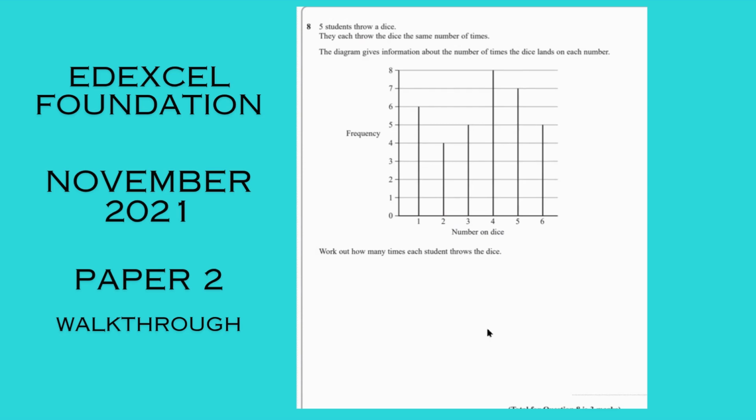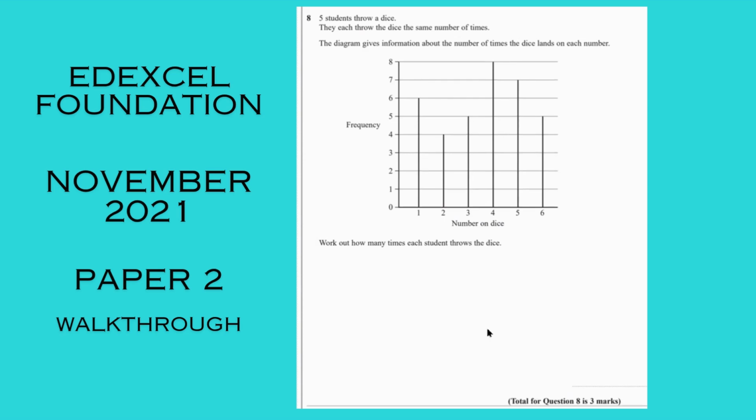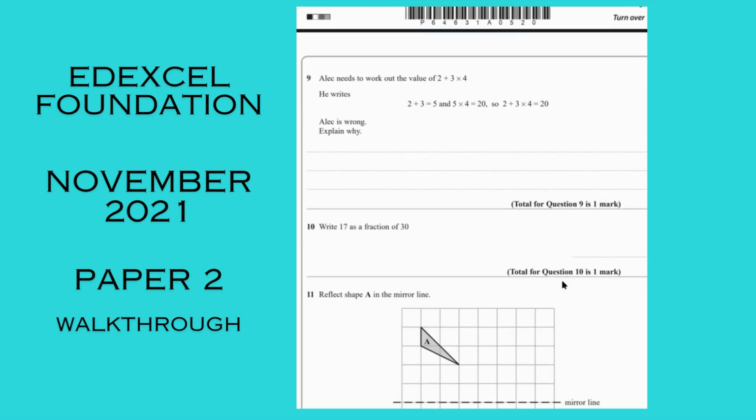Number 8, bar line graph. So work out how many times each student throws the dice. So if you read the top line, you'll notice it says 5 students throw a dice. So whatever the total is, you need to divide it by 5. So grab your calcs away. 6 plus 4 plus 5 plus 8 plus 7 plus 5 gives you a total of 35. So they each have 7 rolls of the dice.